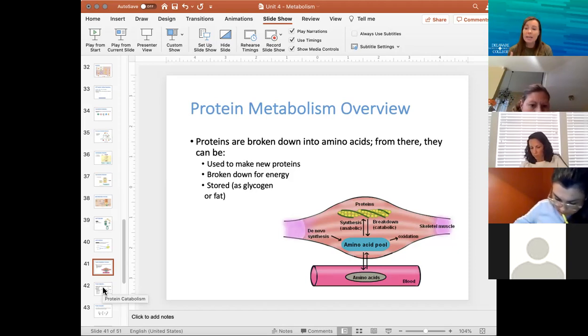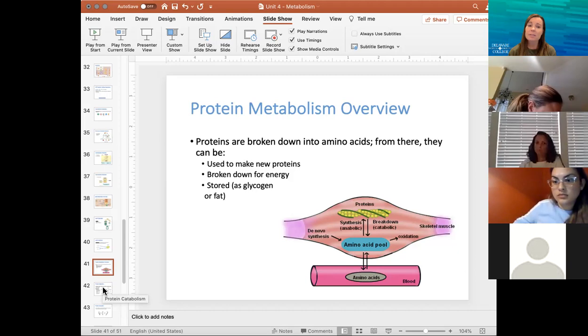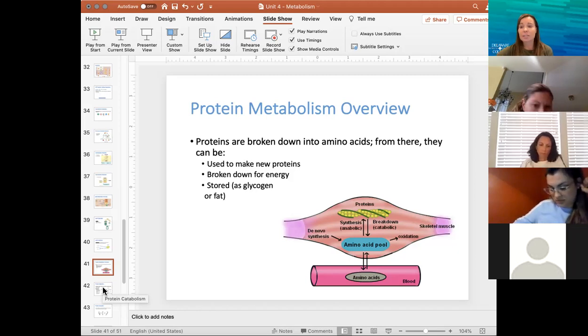Generally, we're not going through the rest of the breakdown process because we're not using proteins for energy. Typically, we're using carbohydrates and fats for energy. So what your body does with proteins is it will break them apart into their individual amino acids, but then it will take those amino acids and recombine them and reuse them to make a brand new protein.